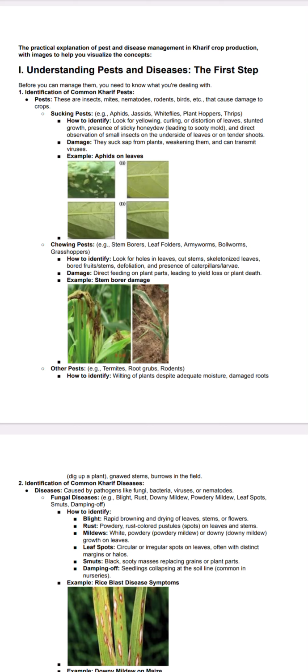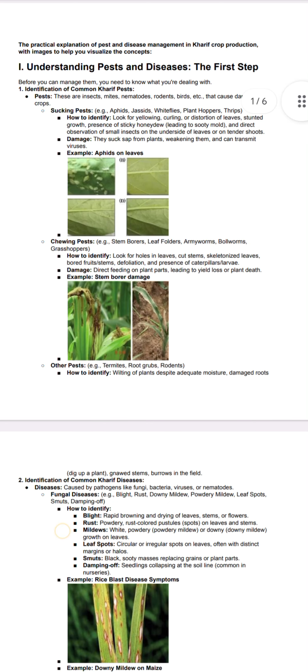Chewing pests are stem borer, leaf folder, army worms, bollworms, and grasshoppers. How to identify: look for bore holes. We need to check for holes in leaves and cut stems. The pest makes a hole in leaves or cuts the stem. Skeletonization of leaves takes place, so chewing pests need to be identified this way. Then only can chewing pests be observed.